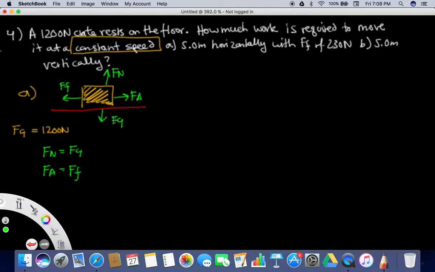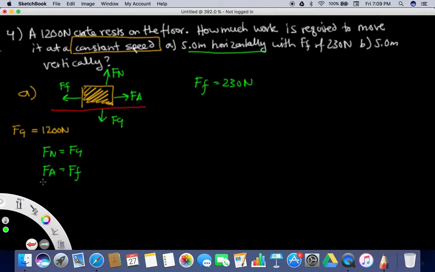What is significant is, because we want to move it 5 meters horizontally, we should pay attention to the horizontal forces, the forces that are acting horizontally on this crate, which is the applied force and the frictional force. So what do we see here? Well, we see here that our frictional force is 230 newtons.